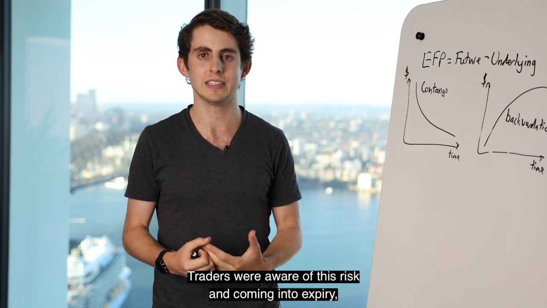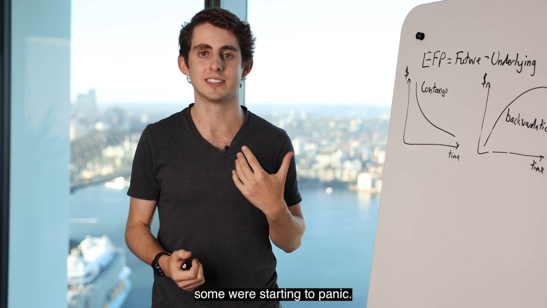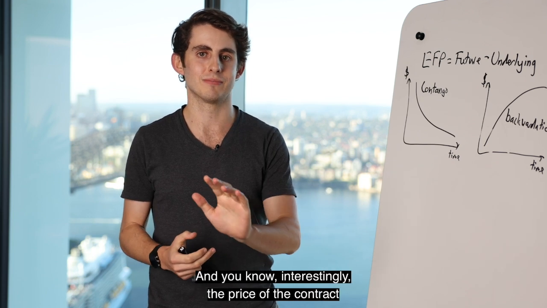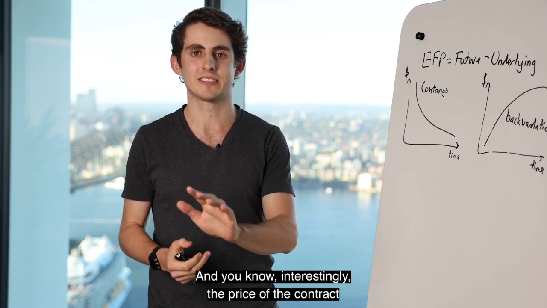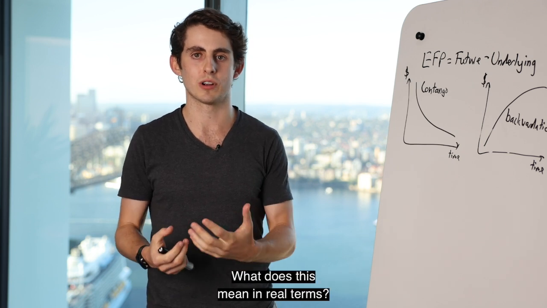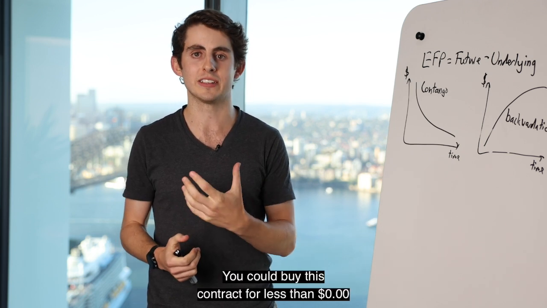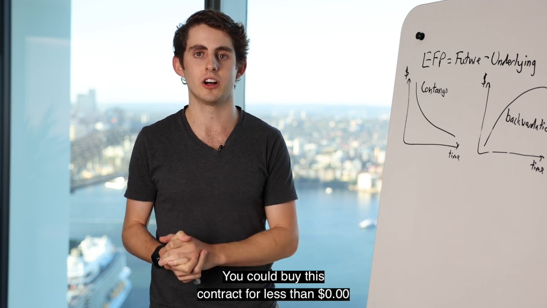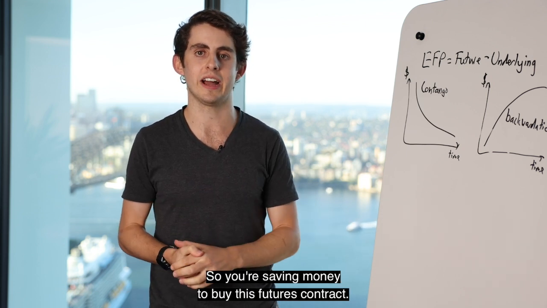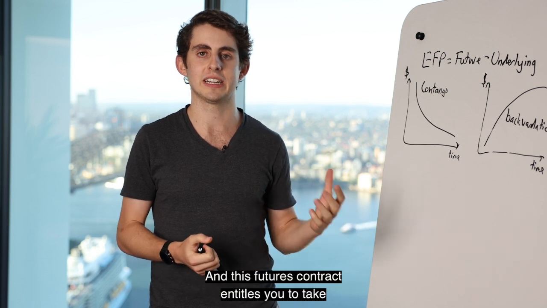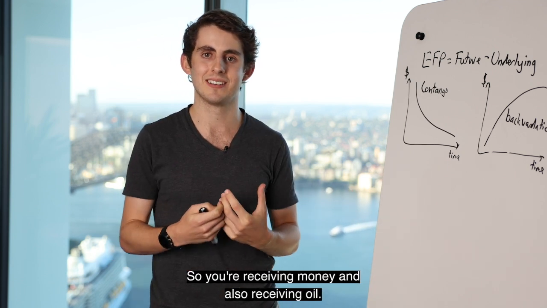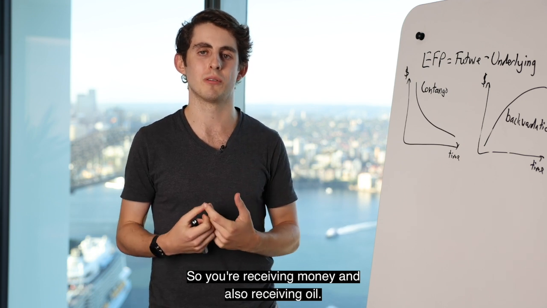Traders were aware of this risk, and coming into expiry, some were starting to panic. We were seeing more selling in the market. And, interestingly, the price of the contract went through $0. What does this mean in real terms? You could buy this contract for less than $0. So you're receiving money to buy this futures contract, and this futures contract entitles you to take delivery of oil. So you're receiving money and also receiving oil.